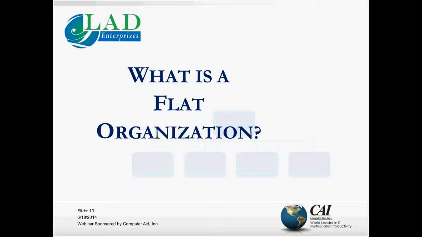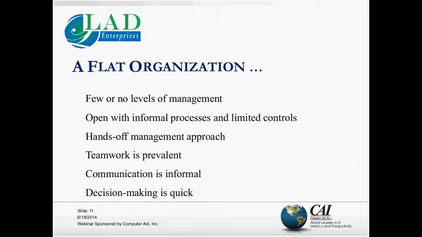A flat organization is one that has few or no levels of management. You might have a CEO, and that CEO might have 15 people reporting to him. The middle management layer is not there. They're very flexible. They're very open. They have a lot of informal processes, and they have limited controls. When I talk about limited controls, I'm talking more about the formal controls. How many pieces of paper do you have to get signed? Or how many processes get routed through an email system for you to sign off on?